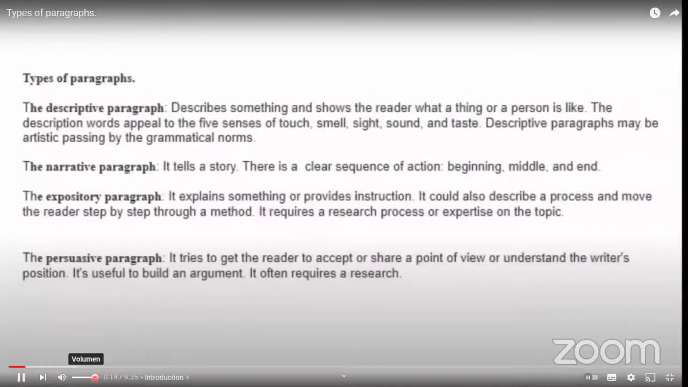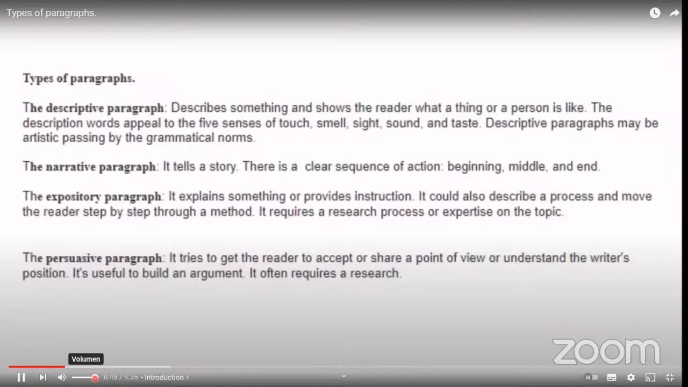So in this video, I will explain the types of paragraphs that we have to use in the English language. These are the most commonly used paragraphs that we can use at the time that we write some texts. There are some more, but these are the best. So I will explain the descriptive paragraph, the narrative paragraph, the expository paragraph, and the persuasive paragraph. This is a brief explanation of each type of paragraph.